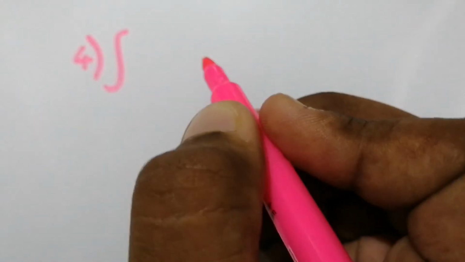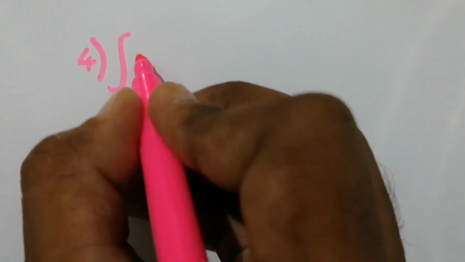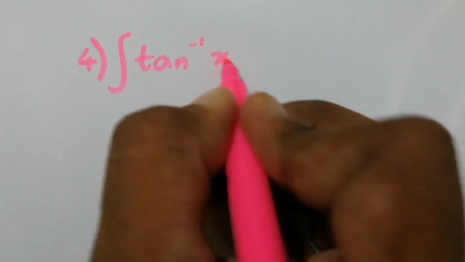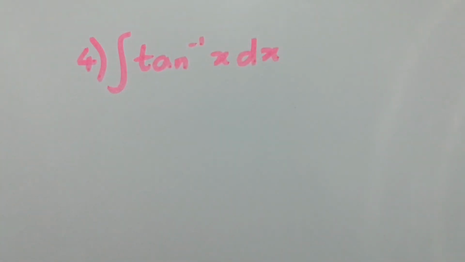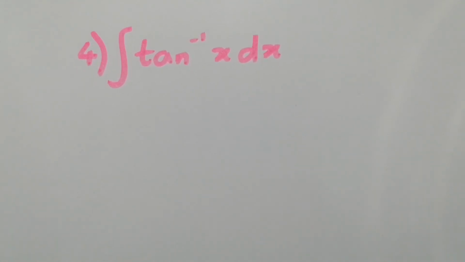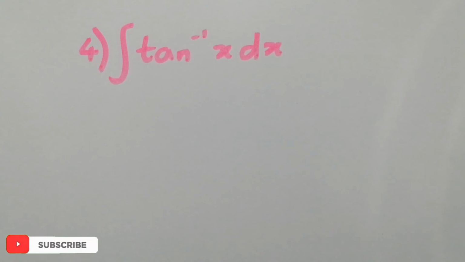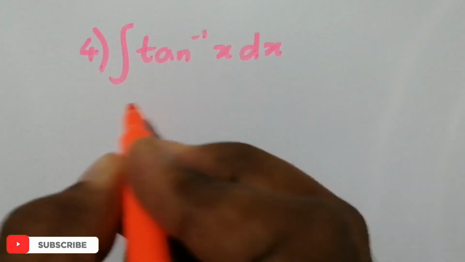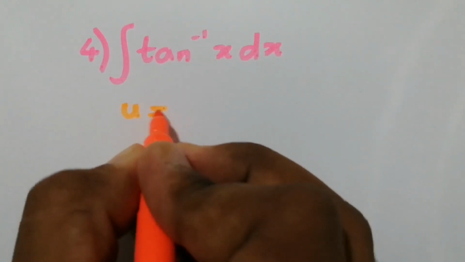The next example is integral of tan inverse x dx. Here you can see only one function. It is the inverse function of the tan ratio. But for this, there is no other method of integration. We can only use the method of integration by parts in here. See, I am considering this tan inverse x as the u in here.